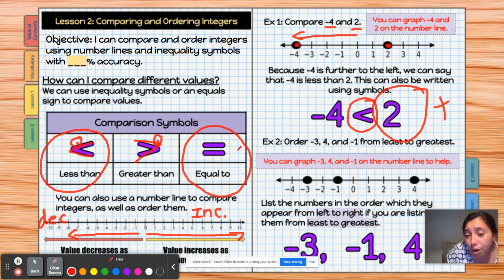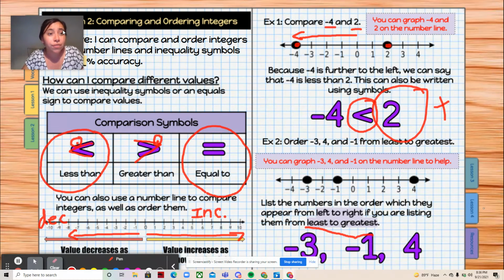So when we order, let's look at our second example. When we order -3, 4, and -1 from least to greatest, we have 0, 1, 2, 3, 4, and then -1 and -3. We need to list the numbers from least to greatest, basically from left to right, because on your left you have your negatives, and going towards the right are the more positive numbers. So let's look here. I'm going to move myself over here.